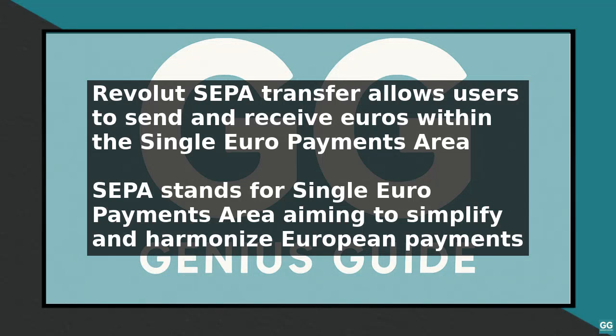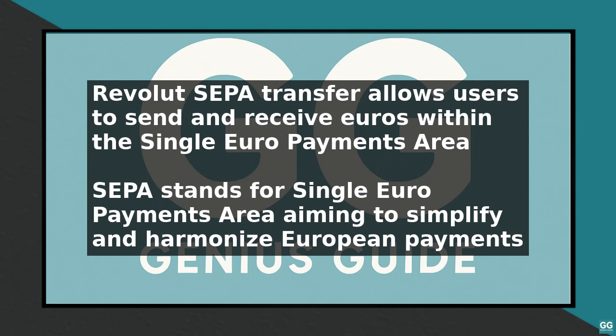A Revolut SEPA transfer is a type of payment method that allows users to send and receive euros within the Single Euro Payments Area. SEPA stands for Single Euro Payments Area, and it is a European Union initiative that aims to simplify and harmonize payments across the region. To make a Revolut SEPA transfer, you need to have a Revolut account, and the recipient must have a bank account that is part of the SEPA network.